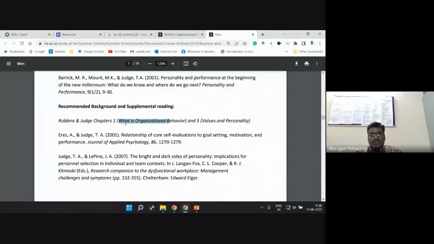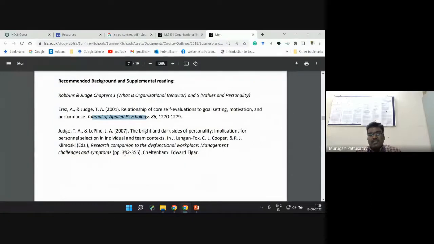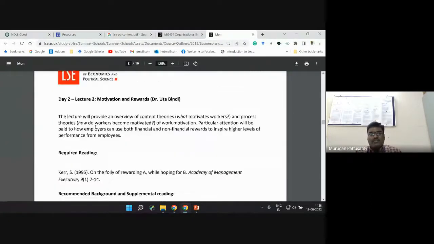So this is coming from one of the book chapters. This is coming from Journal of Applied Psychology. This reference is an editorial book content, a book chapter. Similarly for session two, motivation and rewards. Here they are going to teach something on motivation and rewards.